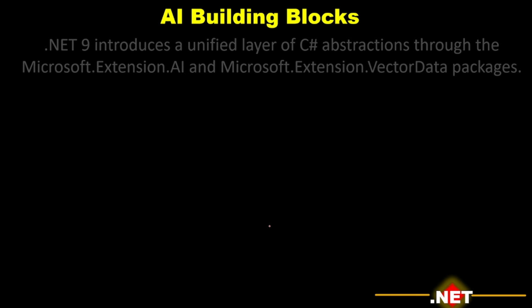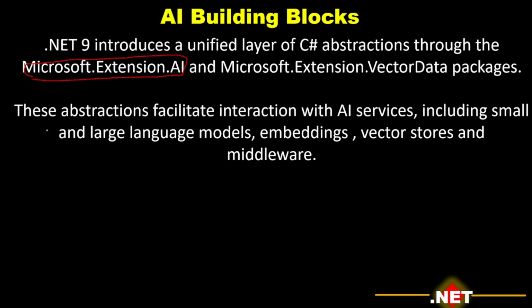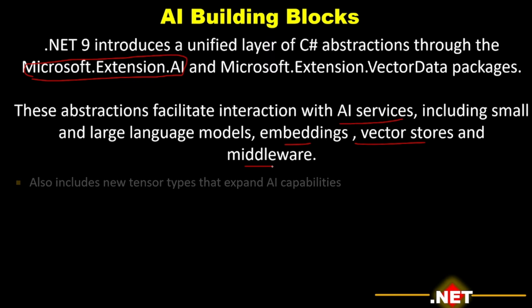What all is in AI building blocks? AI is very hot and happening these days, so .NET 9 has come up with those things as well. .NET 9 introduces a unified layer of C# abstractions through Microsoft.Extensions.AI. This is the namespace that has been introduced, along with Microsoft Extensions VectorData packages. These abstractions facilitate interaction with AI services, including small and large language models, SLMs and LLMs, embeddings, vector stores, and middleware.